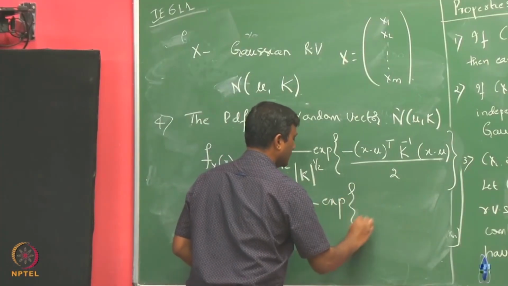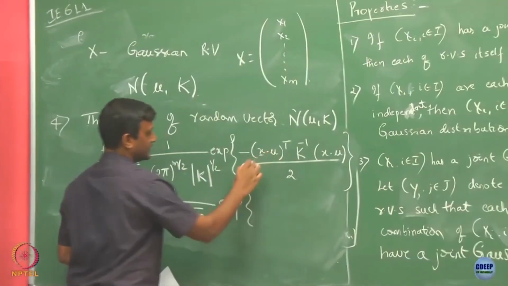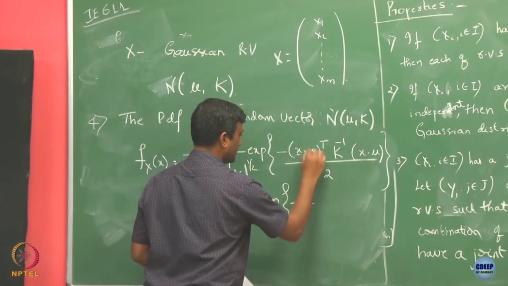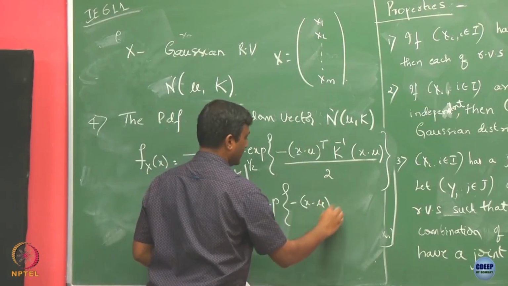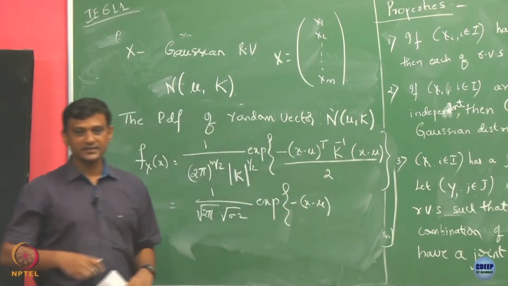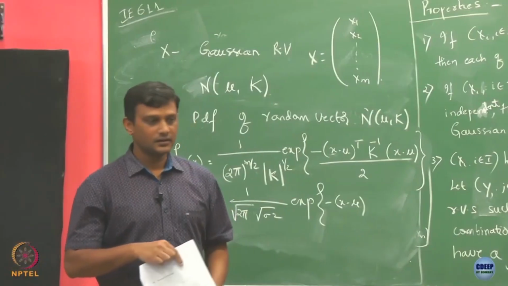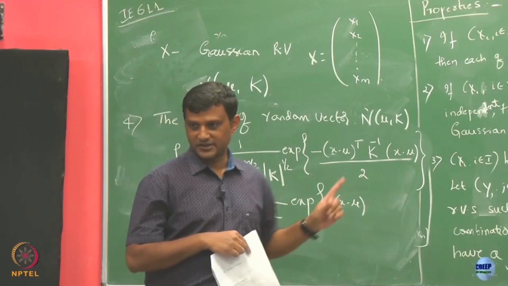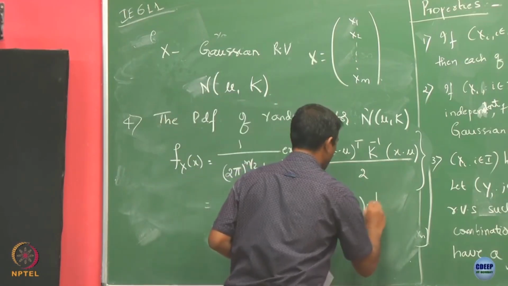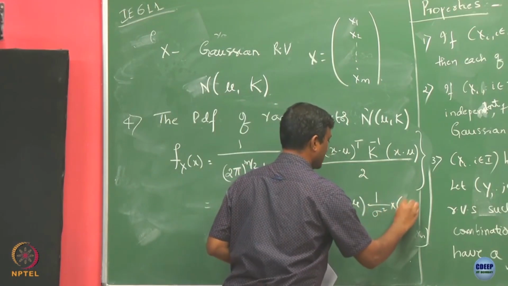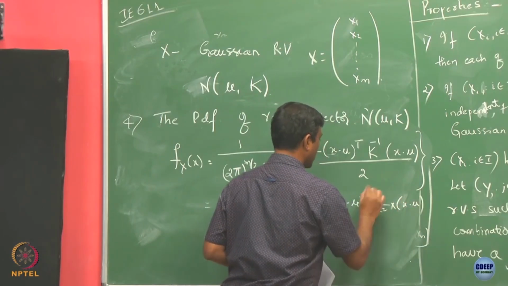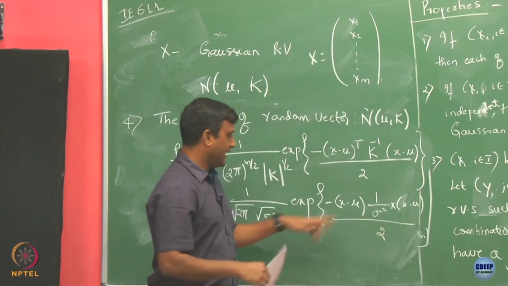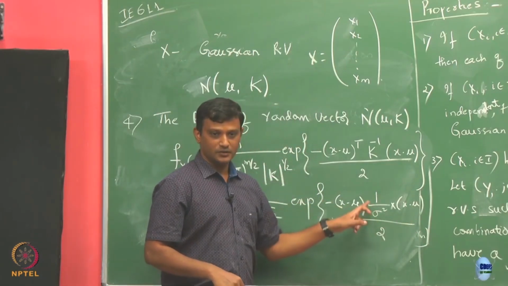And now for a single random variable, x is a scalar, and x minus mu is now just x minus the mean of that random variable. And what is K inverse in that case? Sigma square or 1 by sigma square? Because this is K inverse, right? That is going to be 1 by sigma square, and this is going to be x minus mu, and we have 2. And this is exactly x minus mu whole square divided by 2 sigma square.